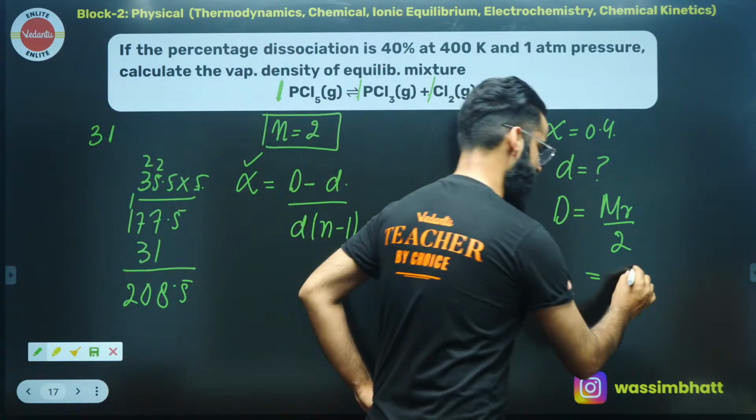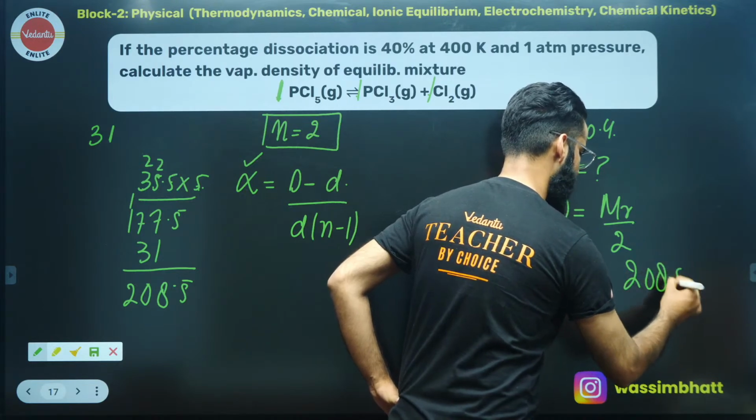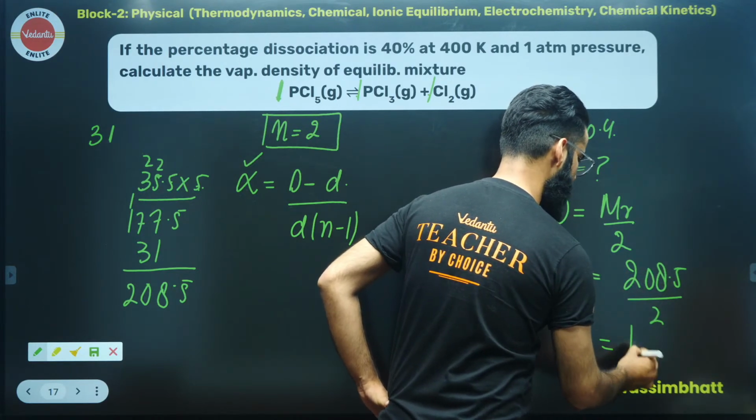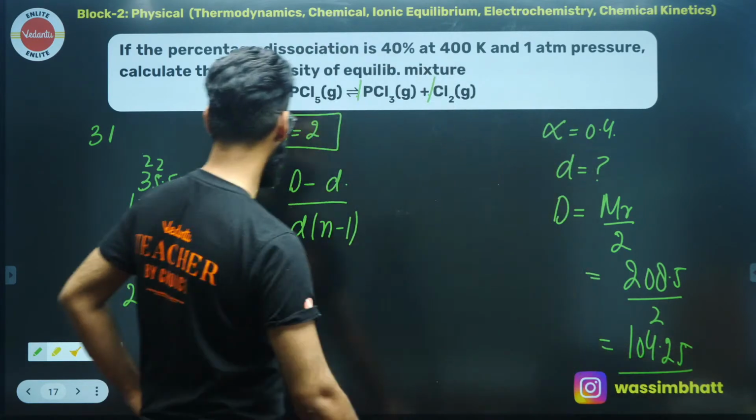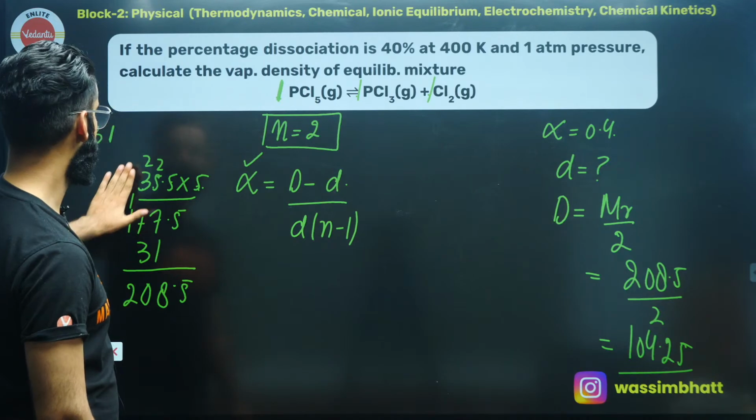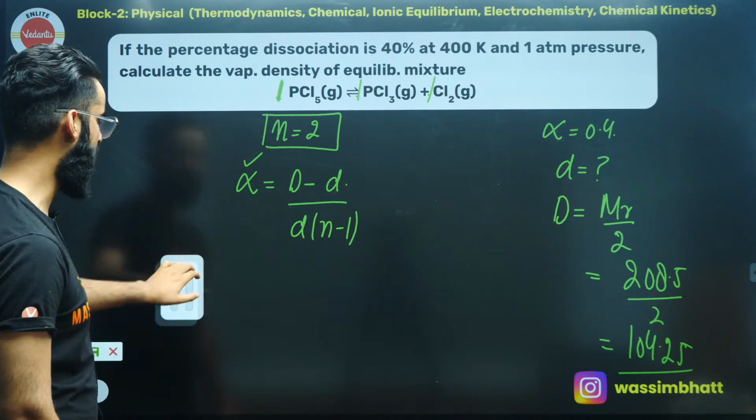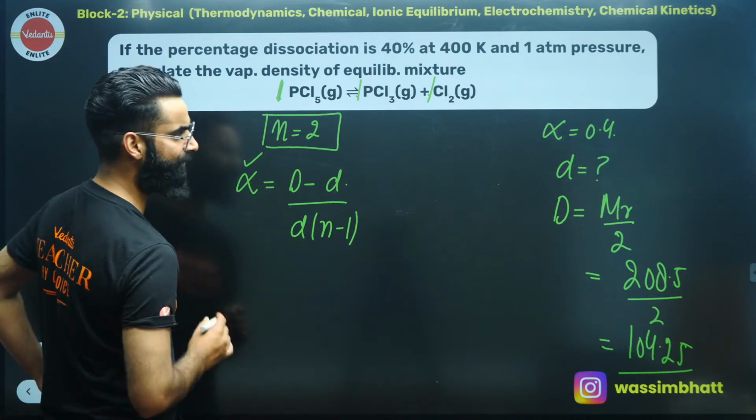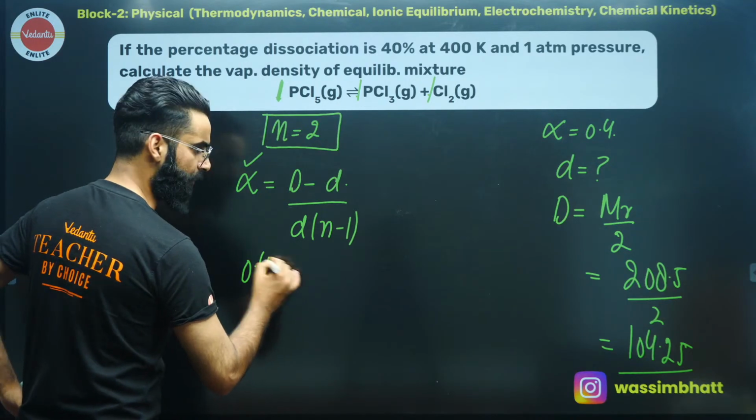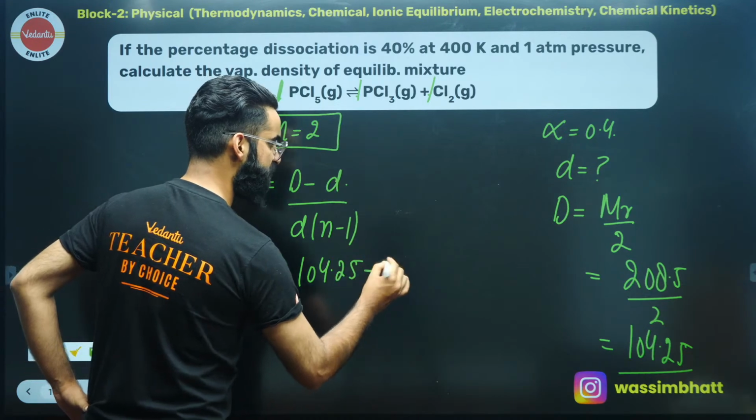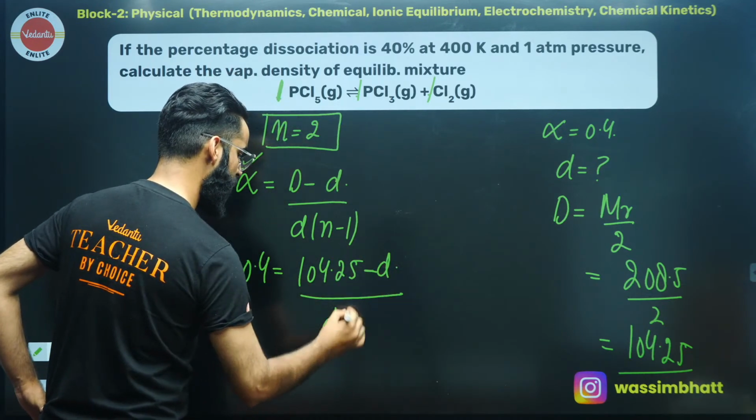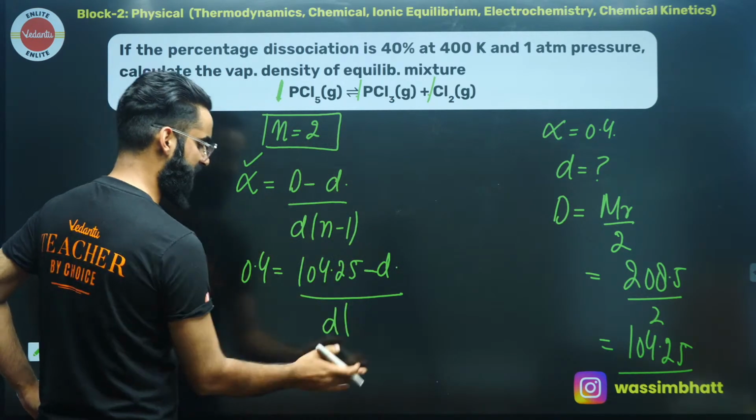So the molar mass of reactant, 208.5, divided by 2, comes out to be 104.25. This is the capital D value, right? Since you got the capital D value, you have the n value and you have the alpha value. Alpha is 0.4, capital D is 104.25 minus small d, which you need to calculate, divided by small d times n minus 1. 2 minus 1 comes out to be 1 only.